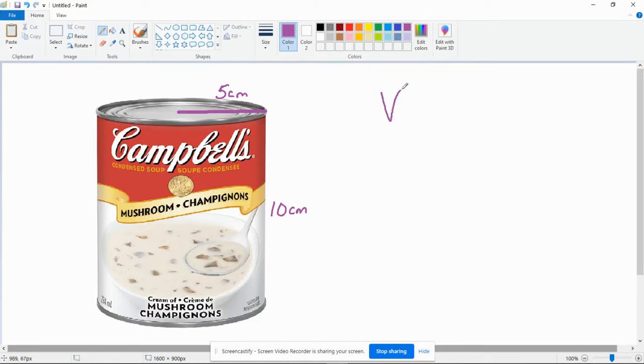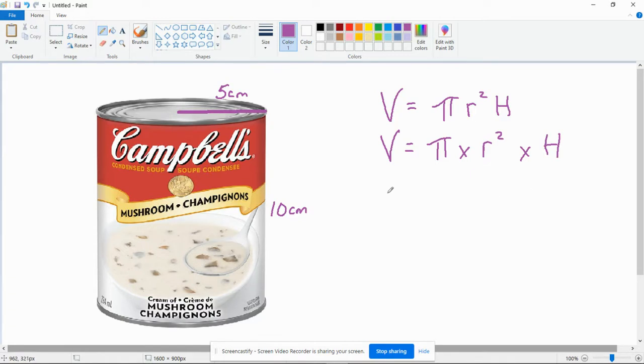Okay, the formula here is volume is pi times r squared times height. And notice I put an uppercase H because that means the vertical height going up. You can also write that down as this: pi times r squared times height.